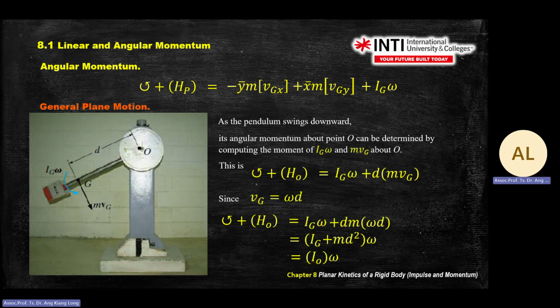So again, we're still repeating what is H. H equal to I omega. We're still repeating this one. H equal to I omega.